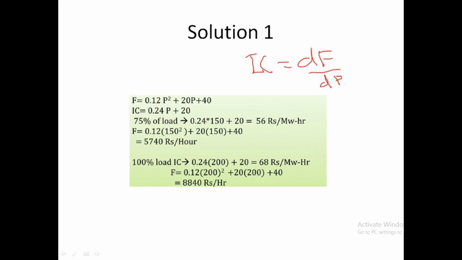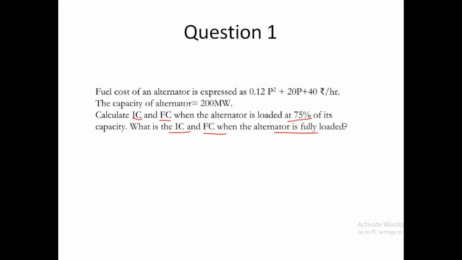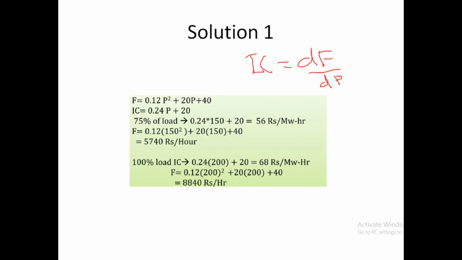75% loaded means its loading is what? The capacity is 200 megawatt. If it's 75% of the loading, you have to multiply 0.75 into 200, which will give you 150.